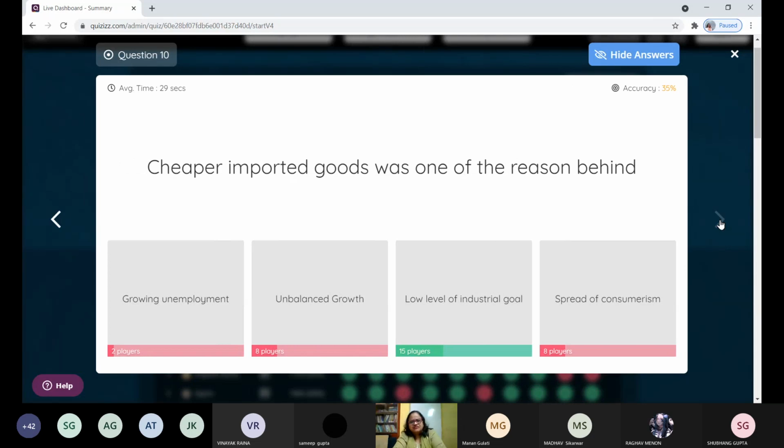Cheaper import goods was one of the reasons behind the low level of industrial growth. Cheaper import goods, because the industrialists were not bothered to improve the quality, and cheaper imported goods also were a threat to our domestic industries after opening up of the economy. This is part of globalization. So we discussed this in the next class. Then this was the last question.